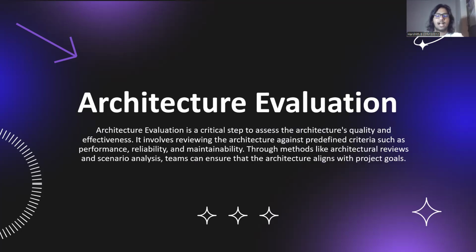Third, we have architecture evaluation. Even the best design needs validation. Architectural evaluation involves load testing to measure system performance, security testing to identify vulnerabilities, and third, code reviews to check adherence to architectural guidelines. These steps ensure that our architecture is not just theoretically good but practically effective.